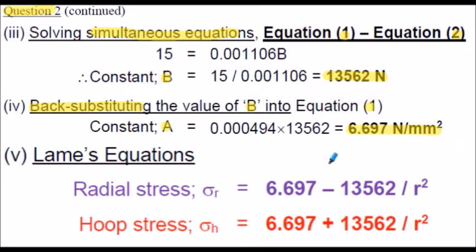So we now have Lame's equations. For the radial stress, it's 6.697 minus 13,562 divided by r squared. And for the hoop stress, it's the same numerical values but with a plus between them.